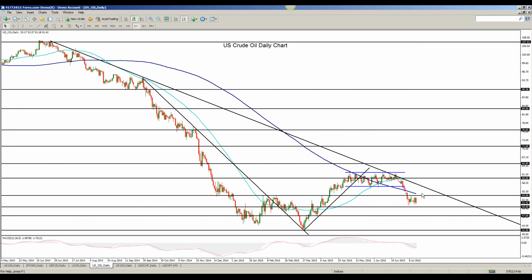And oil looking for further downside. As I mentioned, this looks like a bearish type of pattern here, a bearish flag pattern. Also, there's just too much weighing on oil in terms of oversupply in the global markets.